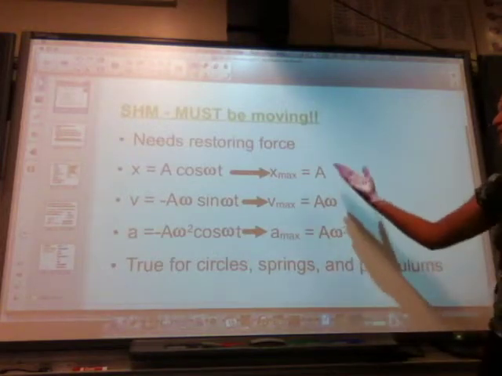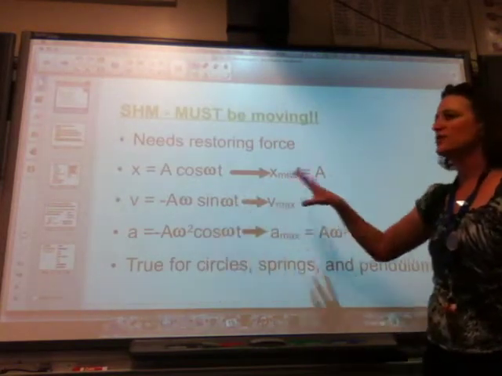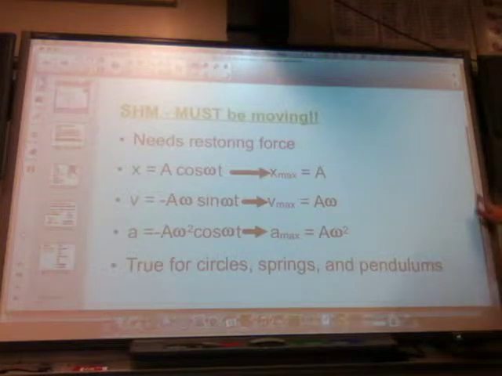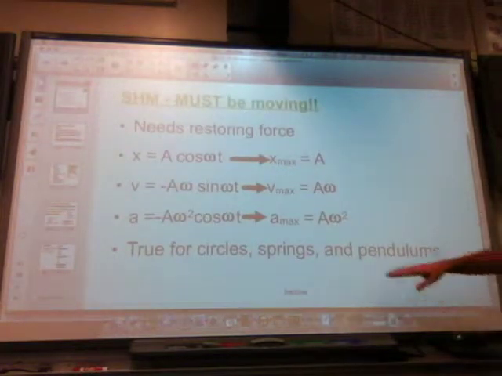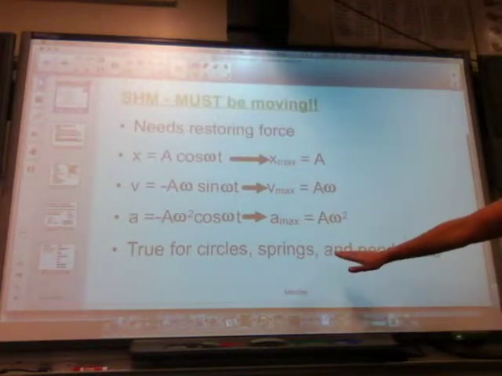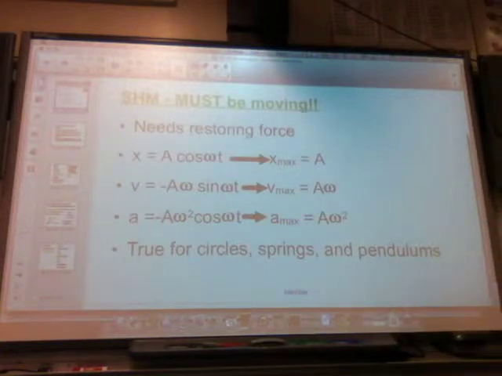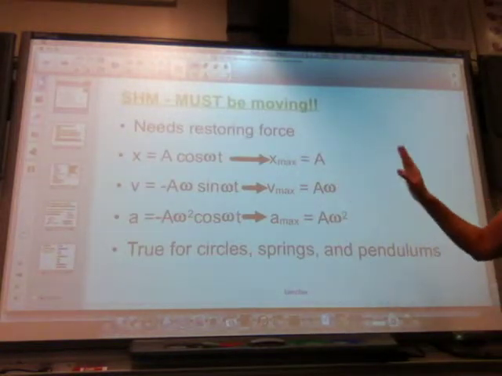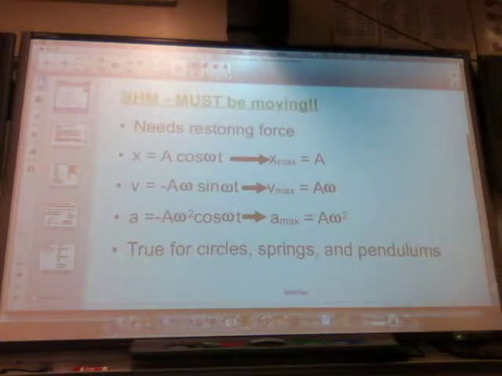So, I mean, you've seen these before. That's why I like these equations. They bridge the gap between Chapter 8, 9, and Chapter 10. It works for circles, it works for springs, and it works for pendulums. So simple harmonic motion, as long as there's a restoring force, you can think of whichever one you want, and all the equations will work. Sometimes it's easier to think of the spring, sometimes it's easier to think of the pendulum, whatever works in your head to be able to figure it out.